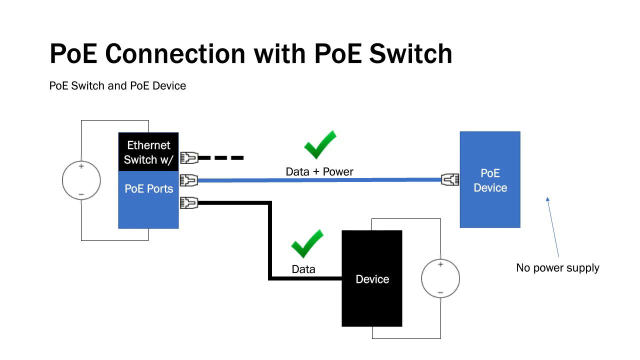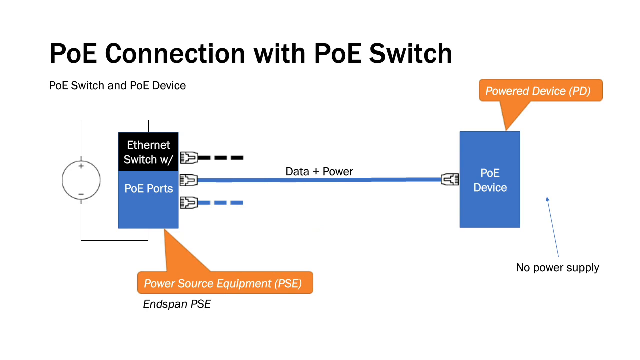Now, this slide shows a little bit of terminology relating to IEEE. So the switch in this case, which is providing the power to the device, is what's called a power source equipment, or PSE. And because it's at one end of the data connection, it's what's called an end-span PSE. The device is simply the powered device, which is receiving the power.